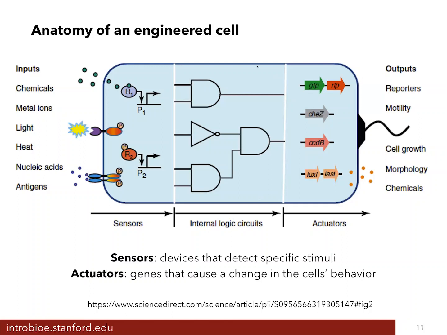And then they have internal logic circuits that integrate this information and initiate the expression of output genes or actuators. So these could be reporters like GFP or RFP, which is red fluorescent protein. These could be proteins that control the movement of a bacterium or control cell growth. They could initiate the expression of different chemicals or other things. These outputs or actuators are genes that cause a change in the cell's behavior. Okay, so these are sort of the different parts of an engineered cell.